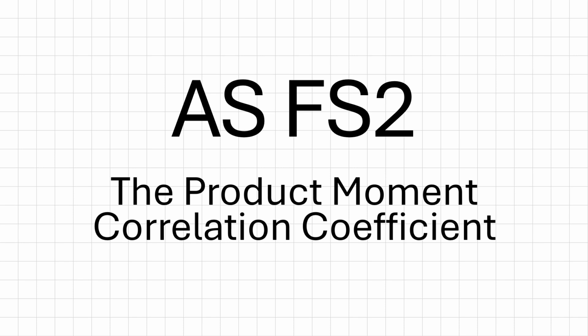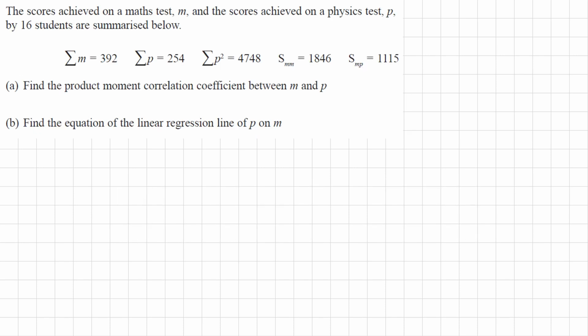This is an AS Further Statistics 2 question on using the product moment correlation coefficient, or the PMCC. The scores achieved on a maths test M and the scores achieved on a physics test P by 16 students are summarized below. So you've got the sum of M is 392, the sum of P is 254, sum of P squared 4748, SMM is 1846 and SMP is 1115. Part A, find the product moment correlation coefficient between M and P.